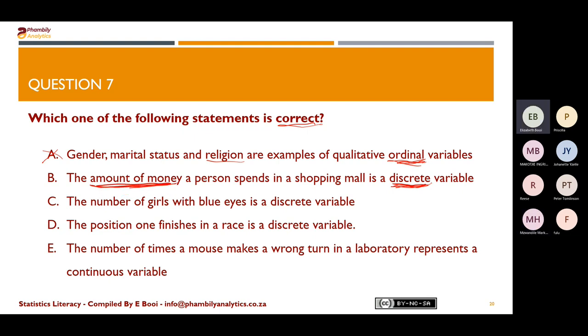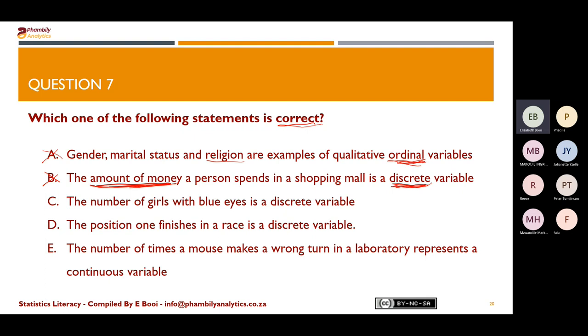Don't fall for that trap that you are counting money, because when you take 100 rand and put it on the table and say 1, 2, 3, you are counting. Remember, with cents, we're measuring it. So discrete is it the whole numbers then? Probably we can put it that way. Anything that can only take whole numbers will be counted. So this is also not correct.